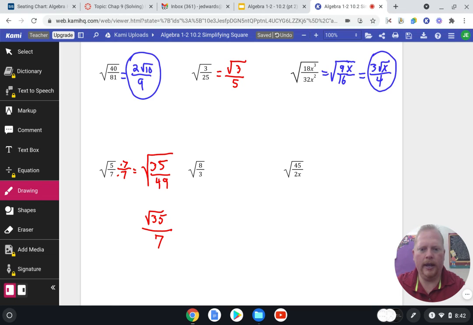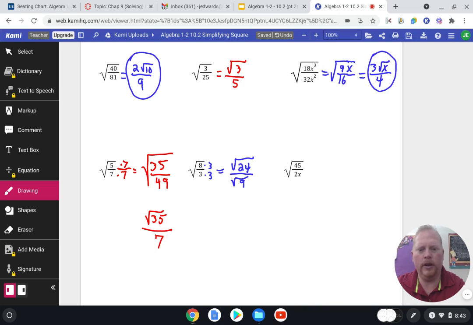All right, square root of 8 over 3. Let's see, can anything reduce? 8 over 3 does not reduce. So let's rationalize the denominator. Let's multiply that 3 by itself. And of course, what you do to the denominator, you have to do to the numerator. So now I've got square root of 24 over the square root of 9.